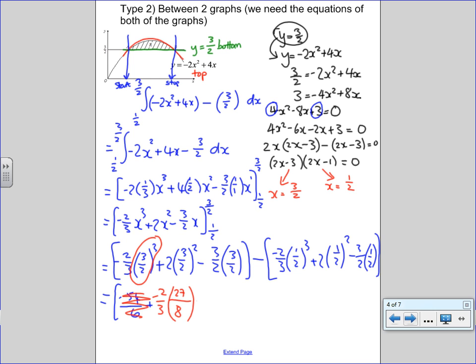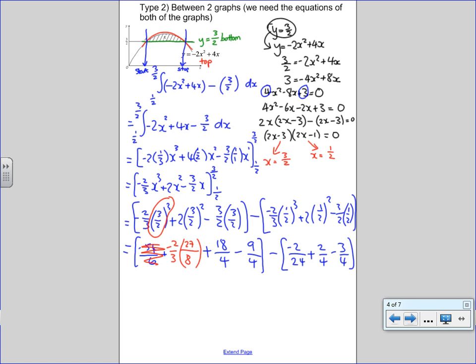I knew that. Plus, okay, so it's 9 over 4 times 2. And then it's 9 over 4. Minus. Okay, 1 times 1 times 1 is 1, so minus 2 on the top. 8 times 3 is 24. Add 1 over 4 times 2. Minus 3/4. Okay, so it's minus 54 over 24.